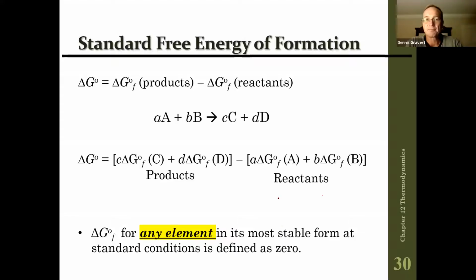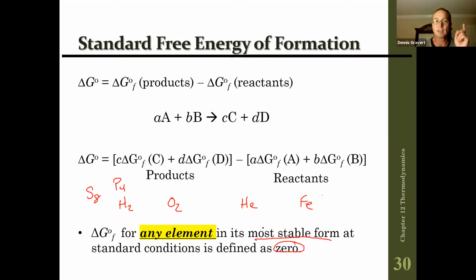There's a shortcut. If you go on the table and start looking up the elements, like H2, oxygen 2, what else? Helium, iron, they all exist as monatomic atoms. There's others, mainly the nonmetals that like to be diatomic, sulfur 8, phosphorus 4, those are the weird exceptions. Any element, I just listed the elements, in their most stable form, we define the entropy, the free energy of formation equal to 0.